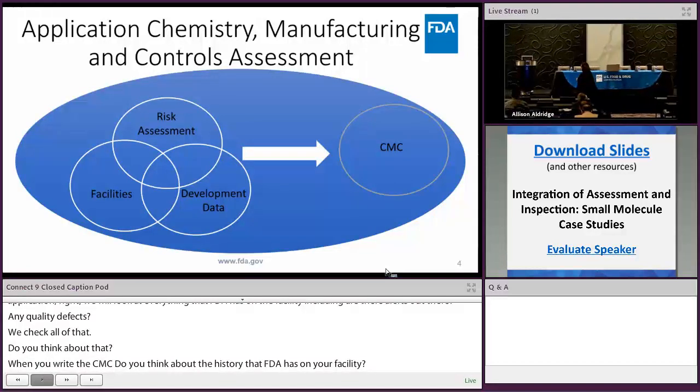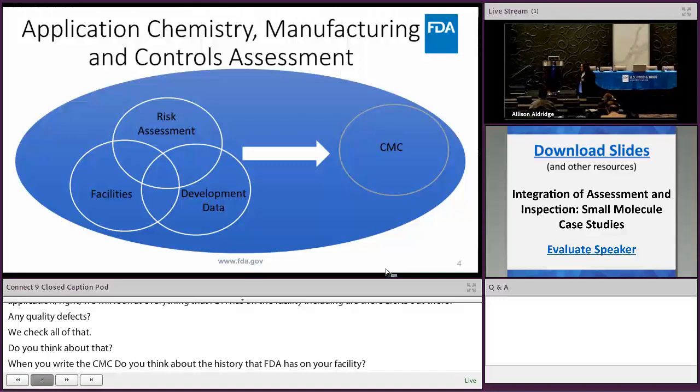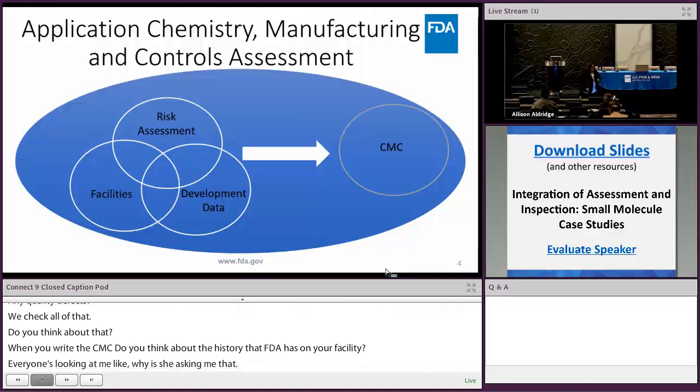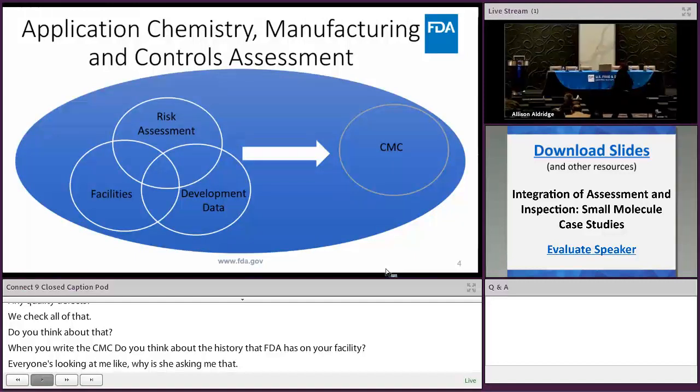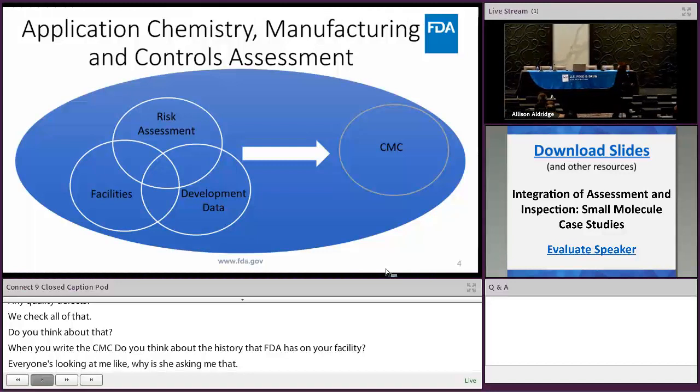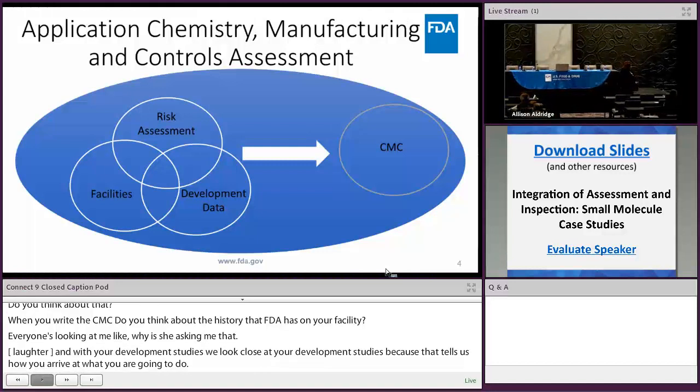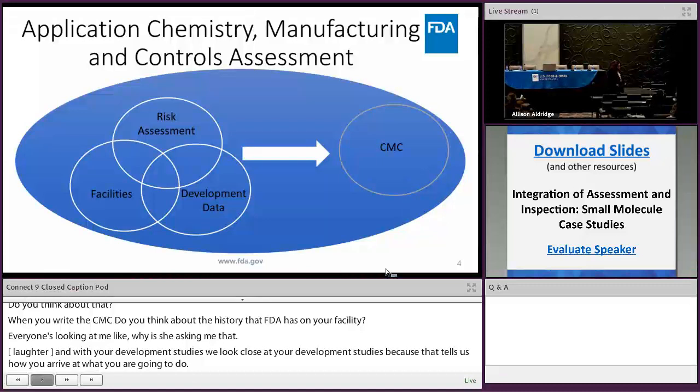And with your development studies, we look close at your development studies because that tells us how you arrive at what you're going to do. And that tells us whether you're going to need an in-process control or not, or if the in-process control is suitable for what it's supposed to, what risk it's supposed to mitigate. So all that is a part of your CMC.